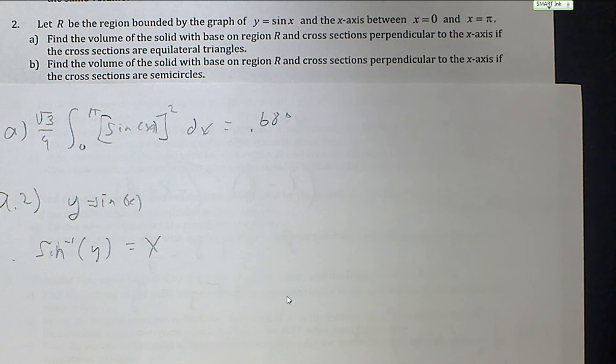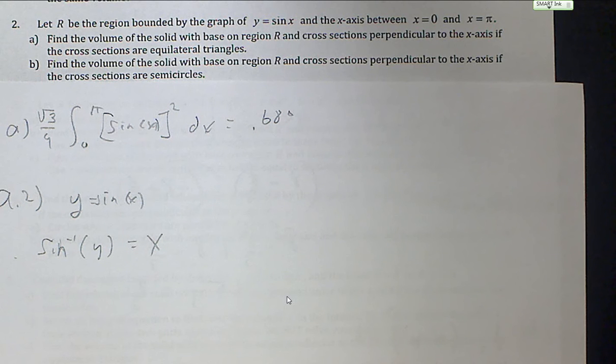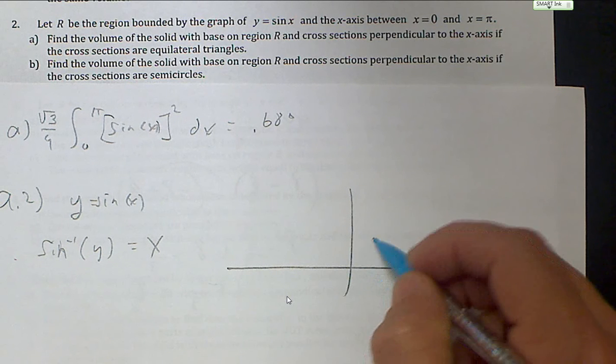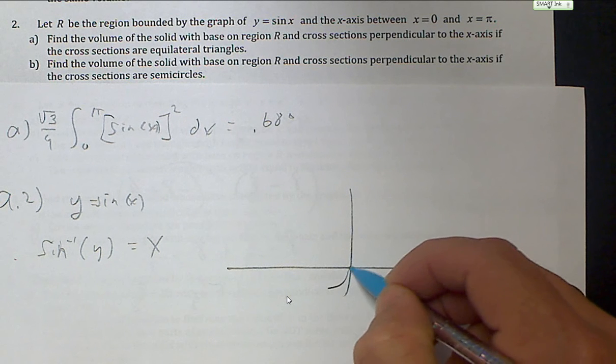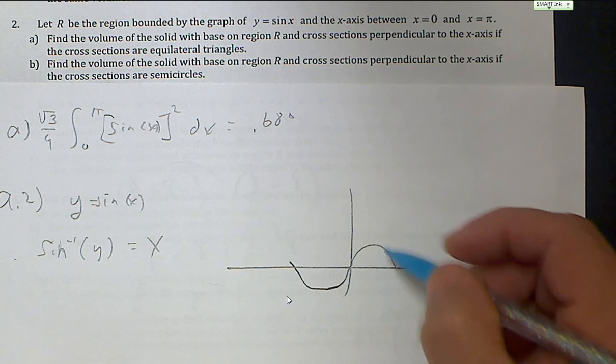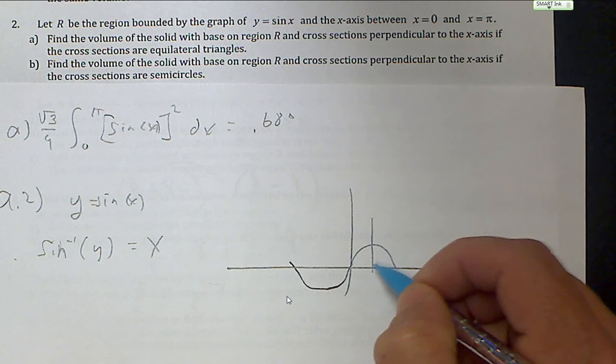Okay? Now we need to figure out where our other one's going to be. I have a couple different options here. The graph looks like this. So we could either do just from here to here.